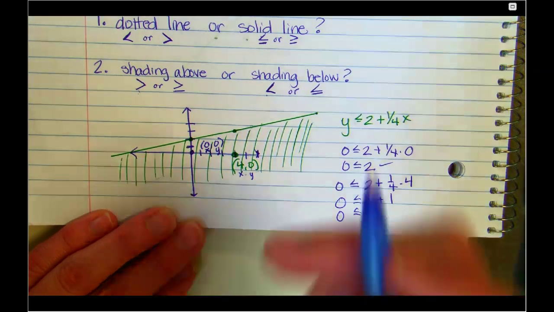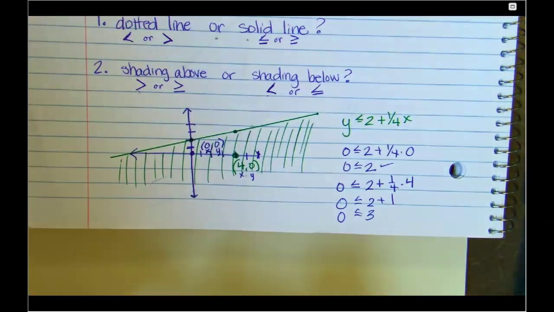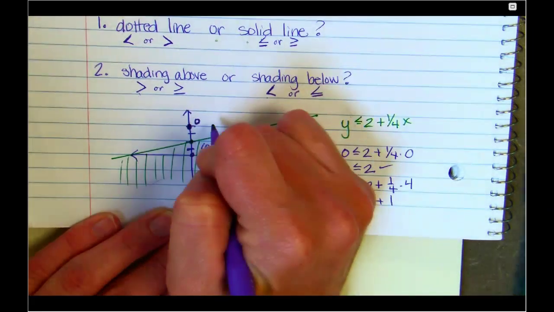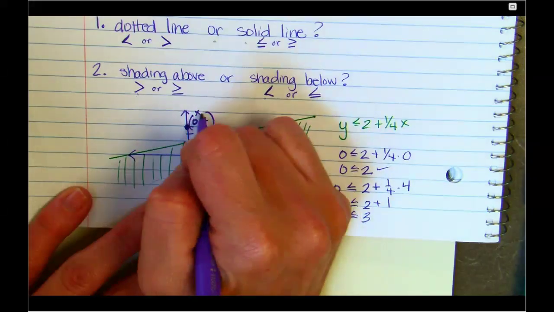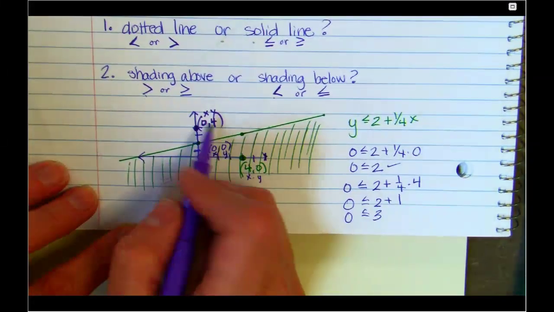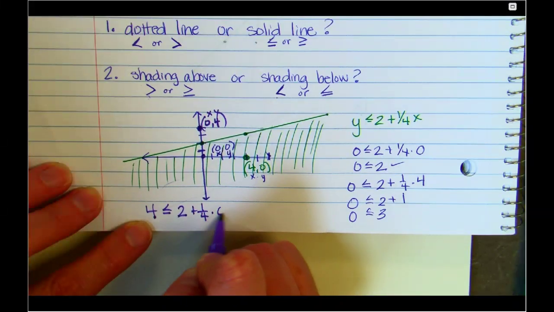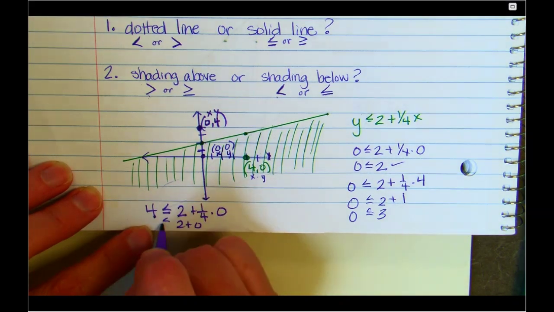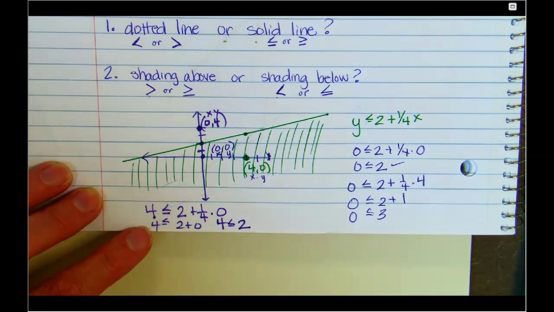Now, what happens if we pick a coordinate point that's not in there? I like my zeros because they're easy. This is the coordinate point 0, 4. It's not in the shaded area. Let's plug that in over here. So y, 4, less than or equal to 2 plus 1/4 times 0. Well, 1/4 times 0 is 0. 2 plus 0 is 2. So we have 4 less than or equal to 2. Is that a true statement? And your answer is no.